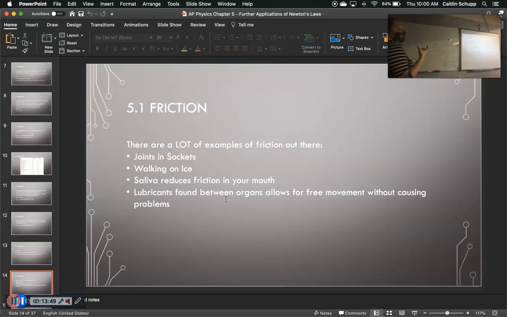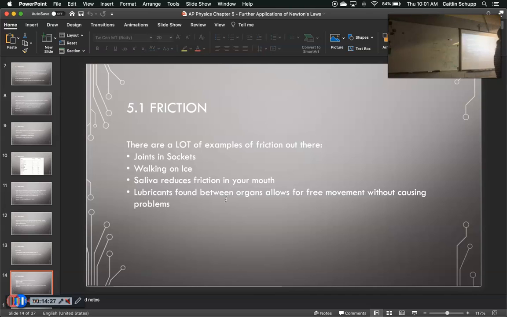You can think of joints in your sockets, like in the human body. You can think of how tissues in your body rub up against each other. Think of your lungs going in and out, right? There's friction between your lungs and the outer tissues of your body. There has to be. Otherwise, there'd be no room for expansion and contraction. The heart muscle moves, right? Any object that moves in your body has to have some kind of frictional force that it's always working against. Now, what else do we have in our body to make sure those friction forces don't become too intense?